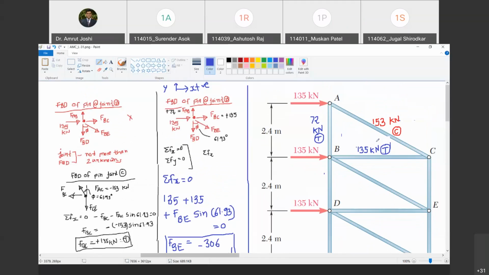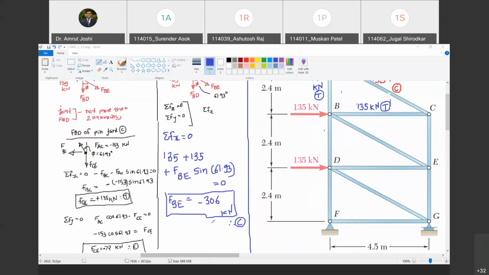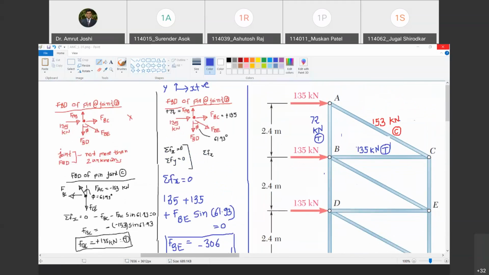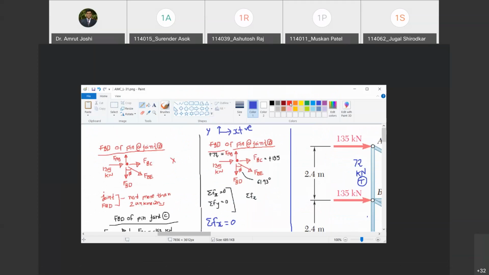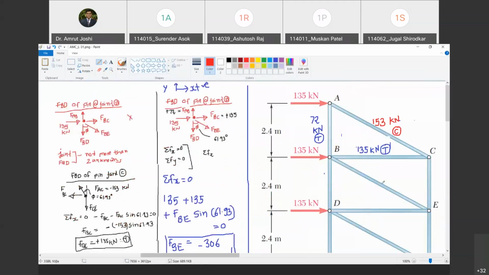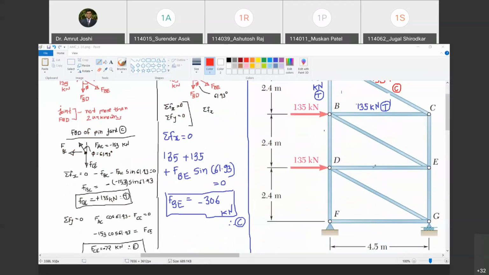Note that all the compressive forces I am plotting in red, and all the tensile forces I am writing in blue. What kind of force is this? This is compression, so I am going to write it in red. Let me write it. So FBE, this force turns out to be 306 kilonewton and compression.